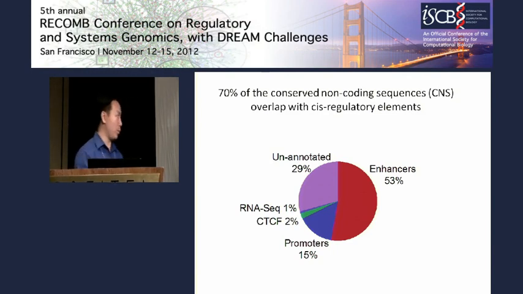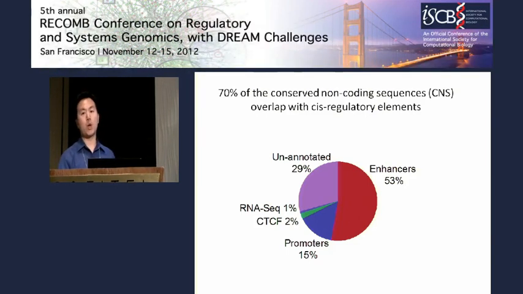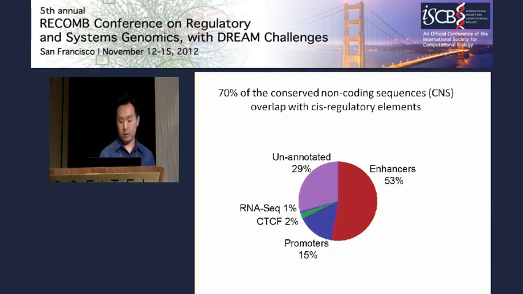In this study, we first downloaded this list of 1.4 million conserved non-coding sequences and compared them with the cis-regulatory elements. We found that over 70% of the non-coding sequences fall within at least one class of the regulatory elements: 15% as promoters, 53% as enhancers, and 2% as CTCF binding sites. So it seems that the majority of the conserved non-coding sequences have biological functions in gene regulation.